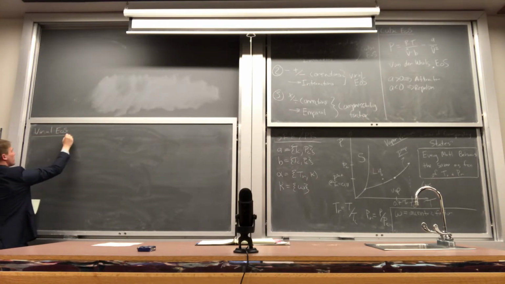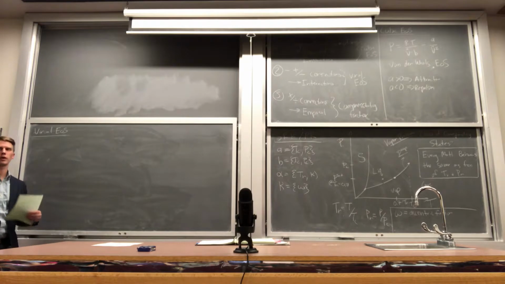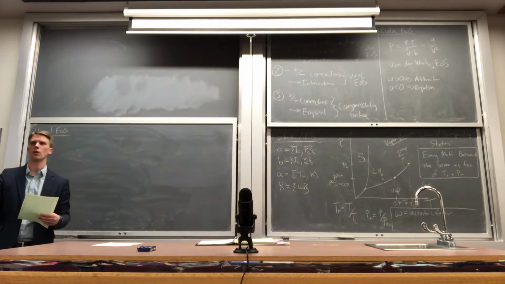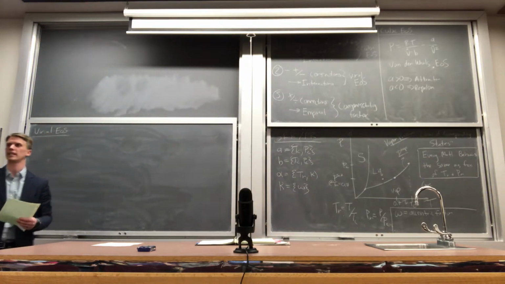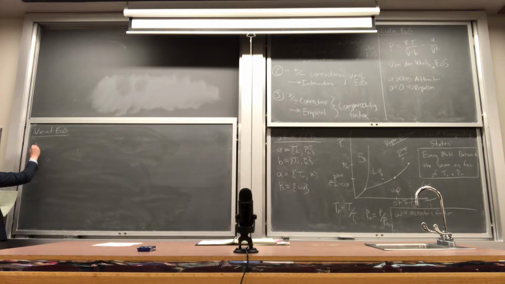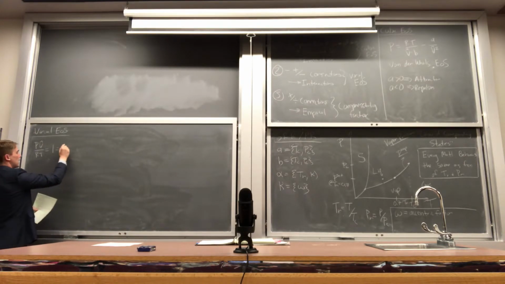So the virial equation of state is going to be good for non-ideal gases that are far away from the point where they're going to condense into a liquid phase. We typically write it as PV over RT is equal to 1. This is exactly the ideal gas law, right? PV equals RT if you move it over to the other side of the equation. And we typically write this as Z, which is the compressibility factor.